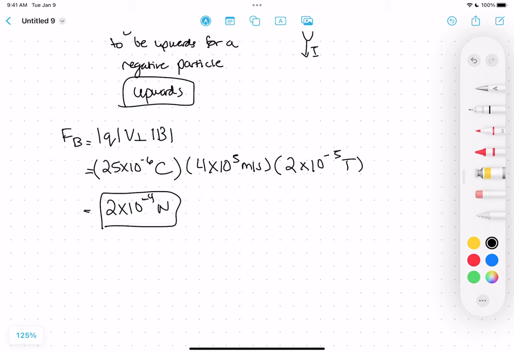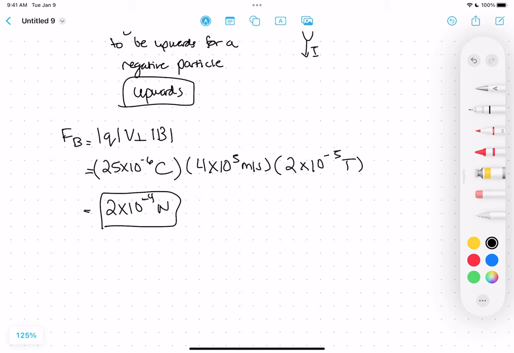But one thing that I want to add to this problem, and you're going to see this probably in other problems, on this exam or other practice exams, is that there's a notation that you can choose for whether you want to assign into the page as being a positive magnetic field or out of the page being negative. Me personally, I like to say that into the page is positive magnetic field and out of the page is negative. I based that on the problems that they have in the reading. In the reading, they use into the page as being positive B, and out of the page is negative. That's how they usually solve their problems.